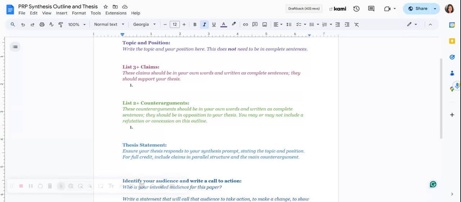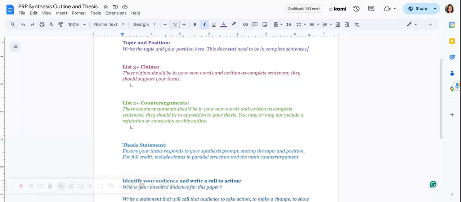Next, I want you to think of 2 or more counterarguments. These are the opponent's claims. So, in other words, they are what contradict your position. They are what someone arguing against you would potentially say.